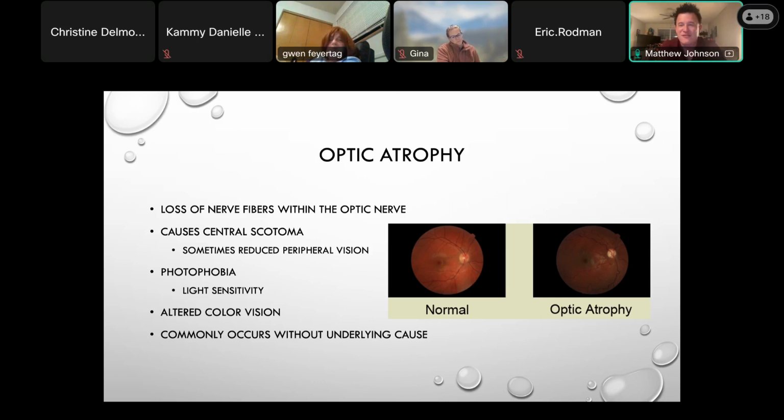If we break that word photophobia down, it always cracks me up. You have altered color vision because the nerve fibers are affecting the macular fibers going through, and it often occurs without an underlying cause. So we don't know exactly what causes it.